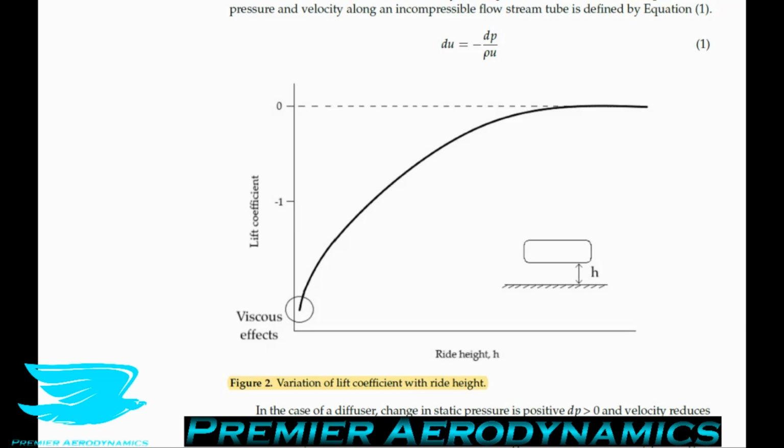And coming back to this figure 2, it's quite cool because they have the ride height plotted against the lift coefficient, and when you get closer to the ground, the lift coefficient increases dramatically. It's non-linear. I don't think it's quadratic, but it's definitely non-linear. But it gets to the point where you don't get any greater increase because of viscous effects. But by then, they're showing lift coefficients, or negative lift coefficients, of like 2, which is quite cool.